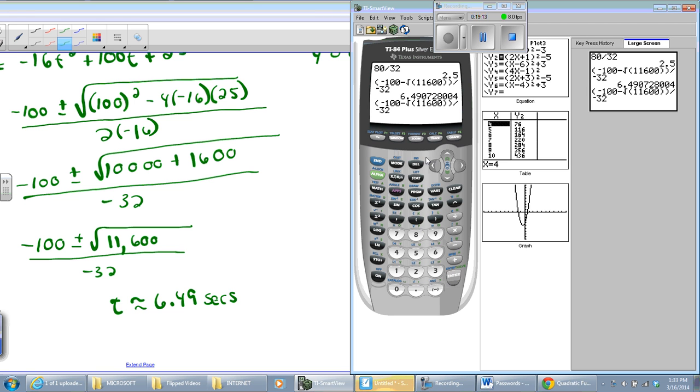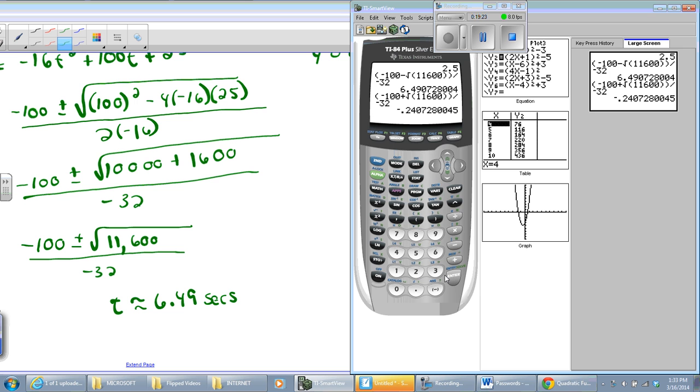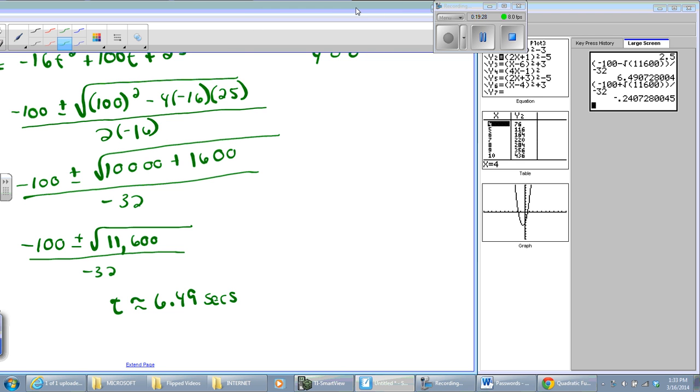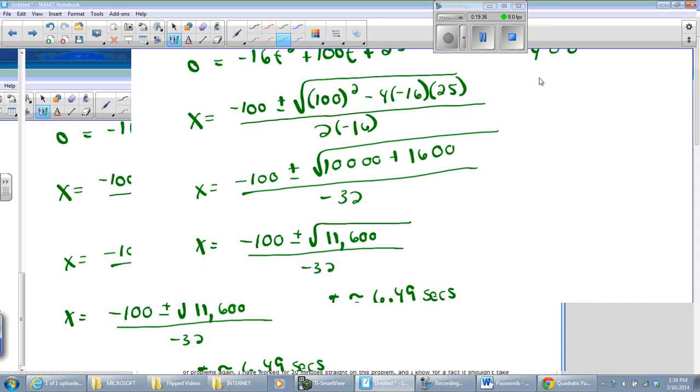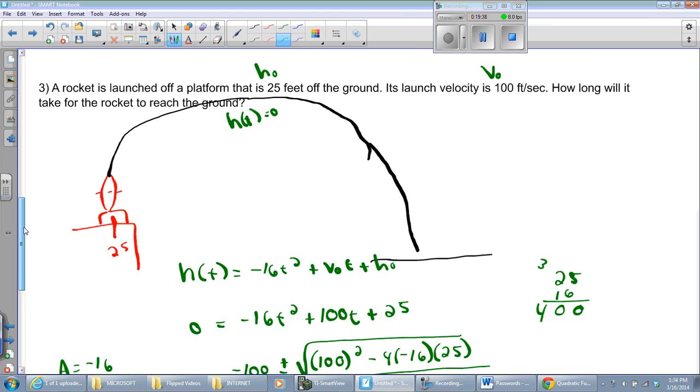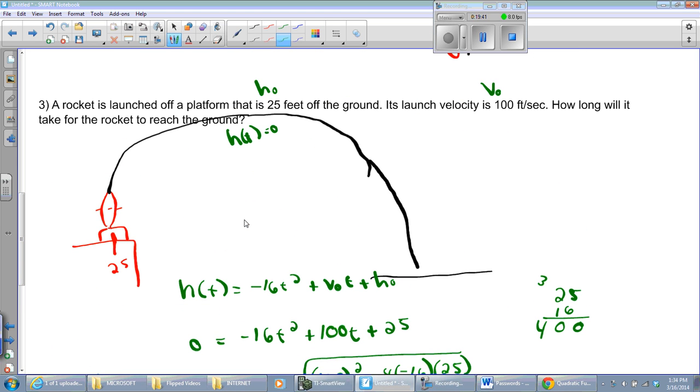Hopefully you already know, but in case you don't, I'll change that to a positive, and look, I get a negative amount of time. A very small amount of time, but a negative amount of time nonetheless. Let me go back to my wonderful picture. You see that parabola there? That negative amount of time that I got would be this.